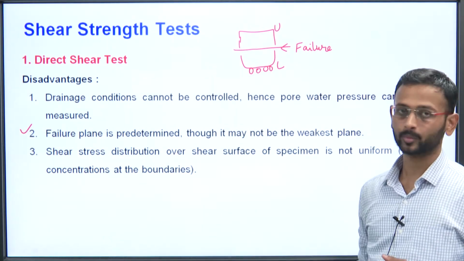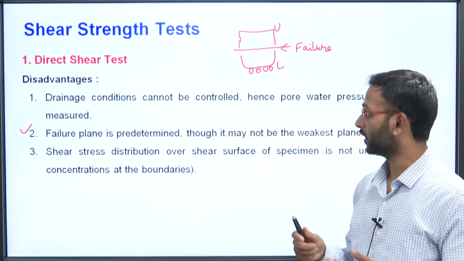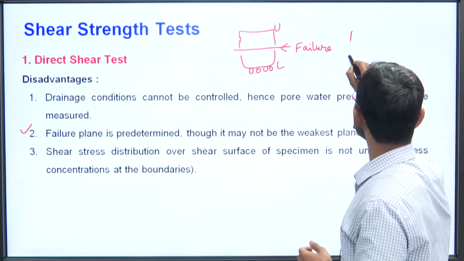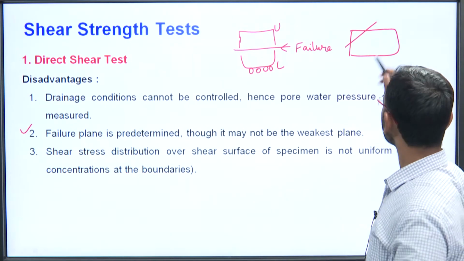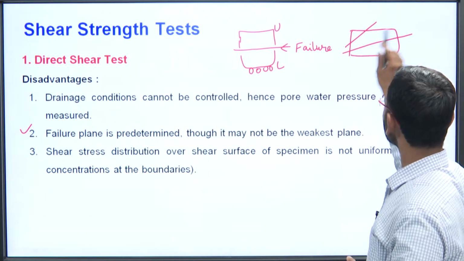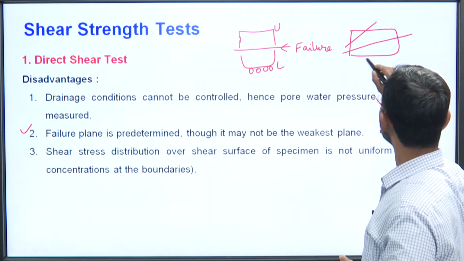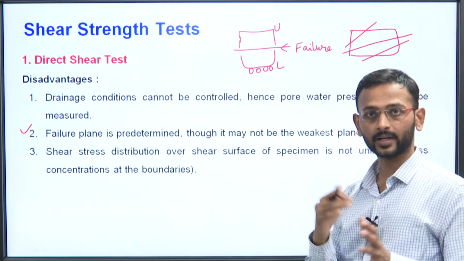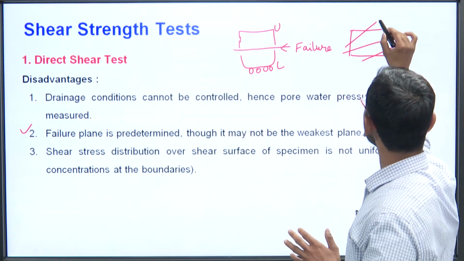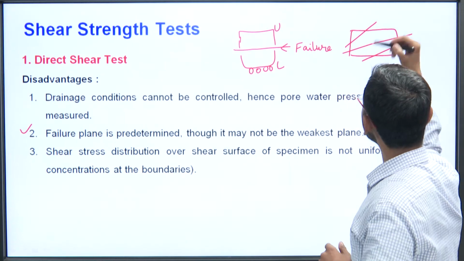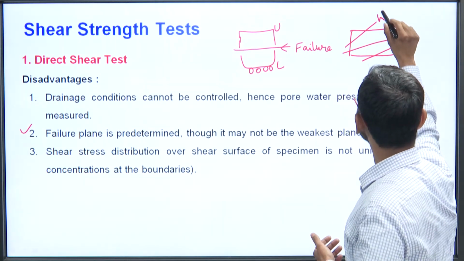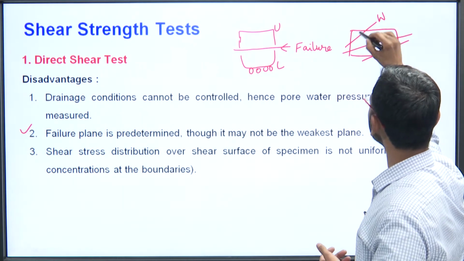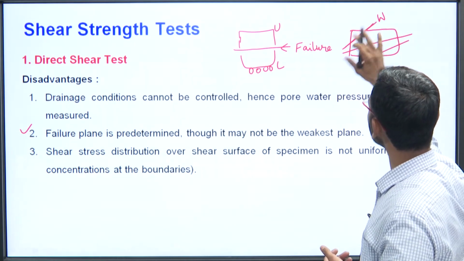Failure plane is predetermined, though it may not be the weakest plane, because when you take the soil can fail from this end also, or I can say this plane also, or this plane also. Failure can occur from anywhere, and where the failure will occur, whichever is the weakest plane at that point of time, at that point of place, the failure will be occurring. Let us say weakest plane is this, then the failure will be occurring from this point.